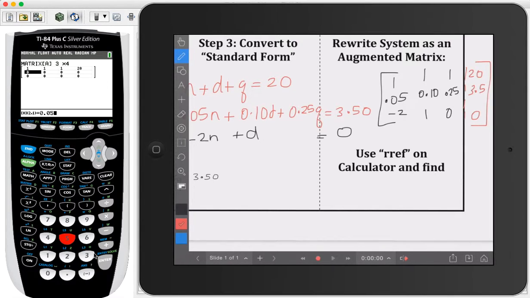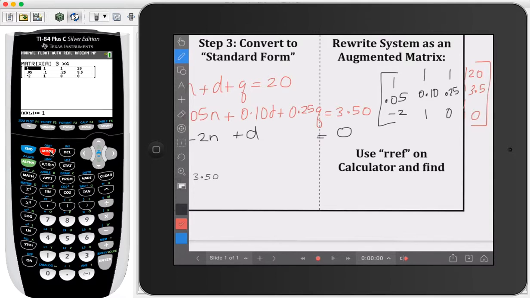0.05, 0.10, 0.25, and then 3.50. Remember, click on enter after every single element. So negative 1, negative 2, 1, and 0, and then 0 again. Once you're done, don't forget to quit.